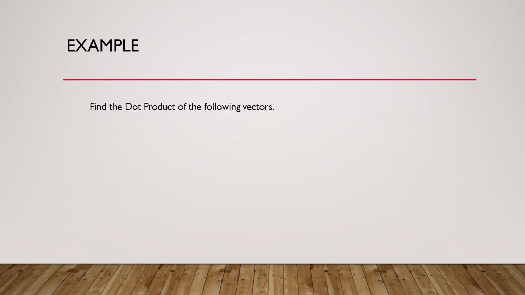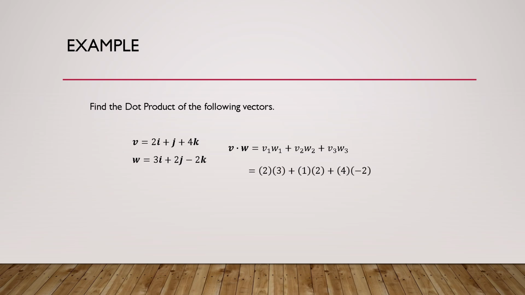As an example, find the dot product of the following vectors. v equals 2i plus j plus 4k, and w equals 3i plus 2j minus 2k. v times w equals v1 w1 plus v2 w2 plus v3 w3. Fill in the values to get 2 times 3 plus 1 times 2 plus 4 times negative 2. Simplify to get 6 plus 2 minus 8, which equals 0. Therefore, the two vectors are orthogonal.